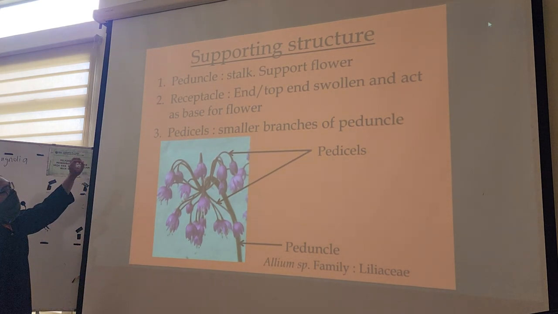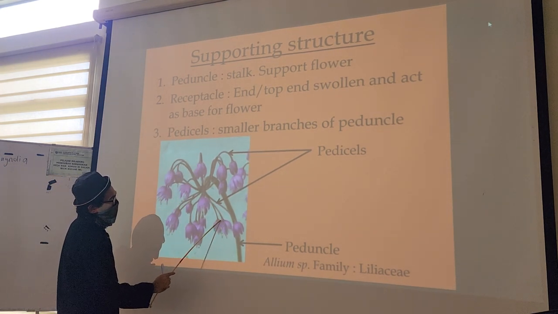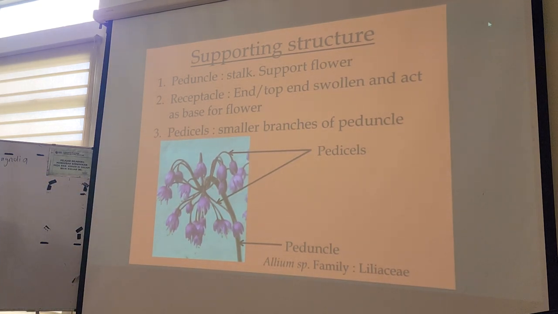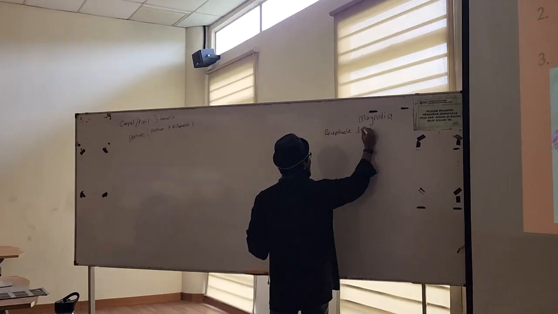So receptacle is the swollen base of the flower. Sometimes it's visible, sometimes it is not visible. Okay, you know apple fruit? That is actually not the ovary. I said just now, ovary is the one that gives rise to the fruit, right? But it's not for the apple. Apple is actually the swollen receptacle and hypanthium.